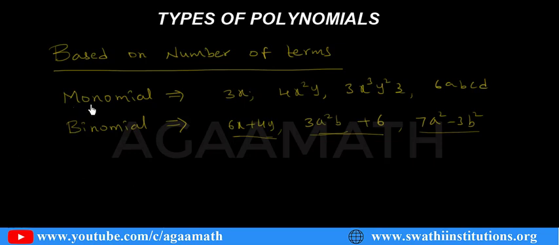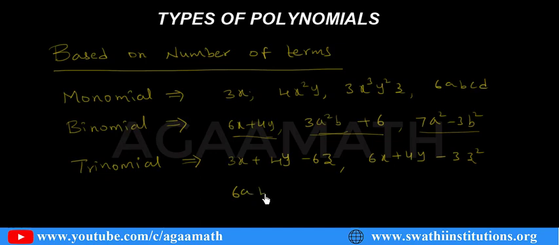So mono means single, bi means two terms, and next is trinomial. Tri means three, a polynomial having three terms. 3x plus 4y minus 6z. Here this polynomial has three terms, right? And next, 6x plus 4y minus 3z square, or 6ab plus 2bc minus half ac. If you observe, every polynomial here has three terms. So a polynomial having three terms is said to be trinomial.